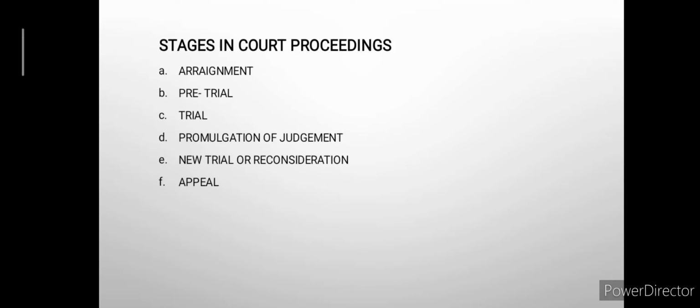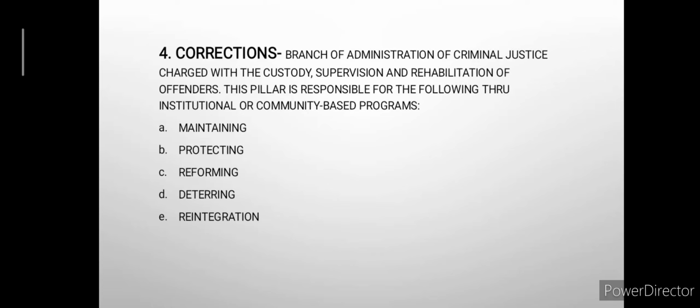Lastly is to the Supreme Court in cases decided by the Court of Appeals. And we move on to the fourth pillar of the criminal justice system, which is corrections. We all know that corrections is known as the weakest pillar of the criminal justice system. Correction, as defined, is the branch of administration of criminal justice charged with the custody, supervision, and rehabilitation of offenders.